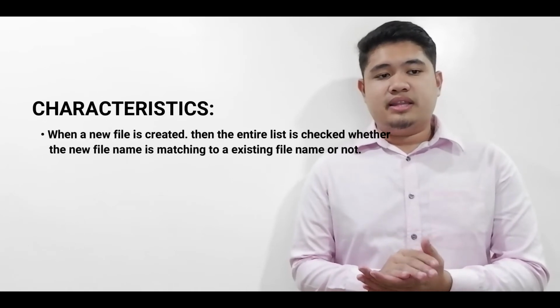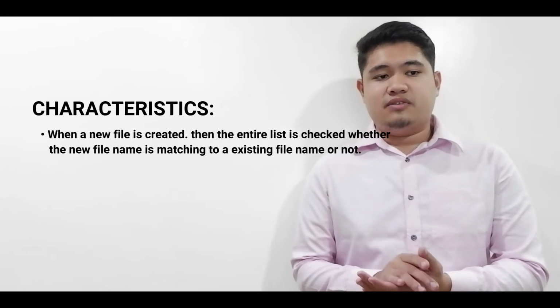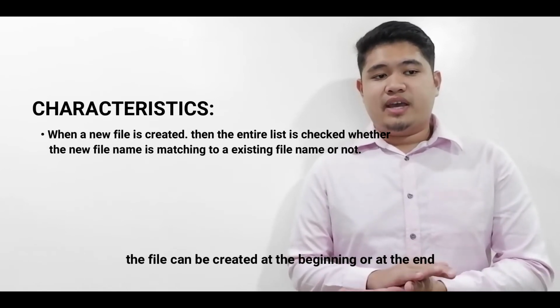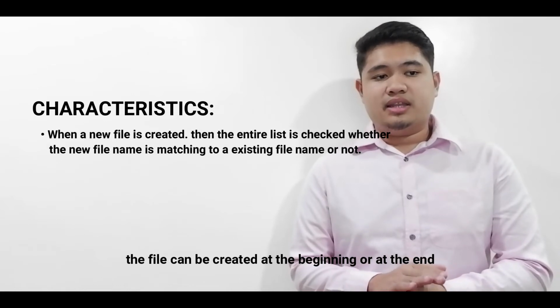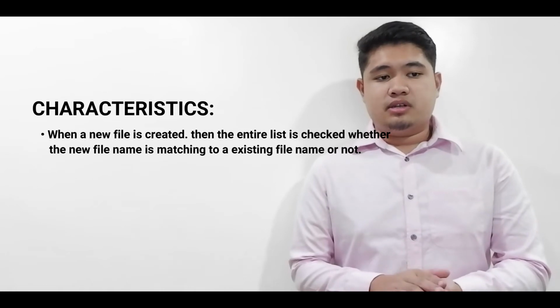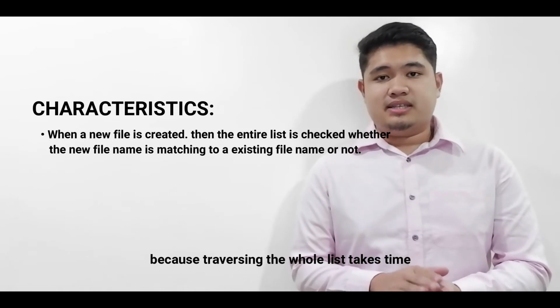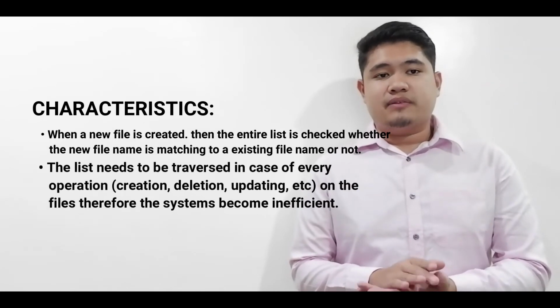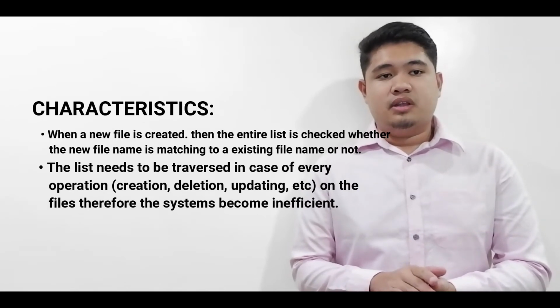So first, when a new file is created, the entire list is checked to see whether the new file name matches an existing file name or not. In case it doesn't exist, the file can be created at the beginning or at the end. Therefore, searching for a unique name is a big concern because traversing the whole list takes time. Second, the list needs to be traversed in case of every operation on the files, therefore the system becomes inefficient.